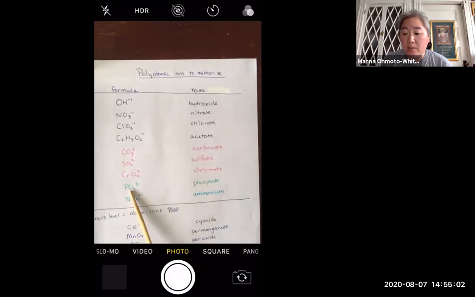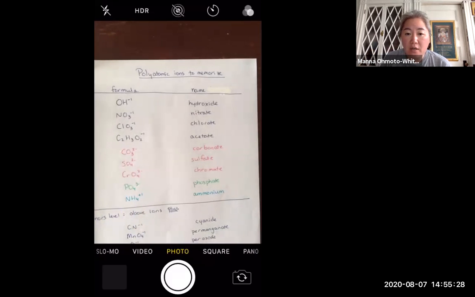They only have 2 elements in them. And the thing that goes in front of the -ate has to do with the element here. So this is nitrogen, so this is nitrate. Chlorine becomes chlorate. Carbon becomes carbonate. It could have been carbate, but that just sounds dorky. Sulfate, chromate, and phosphate. And then the weird one here is the acetate ion.